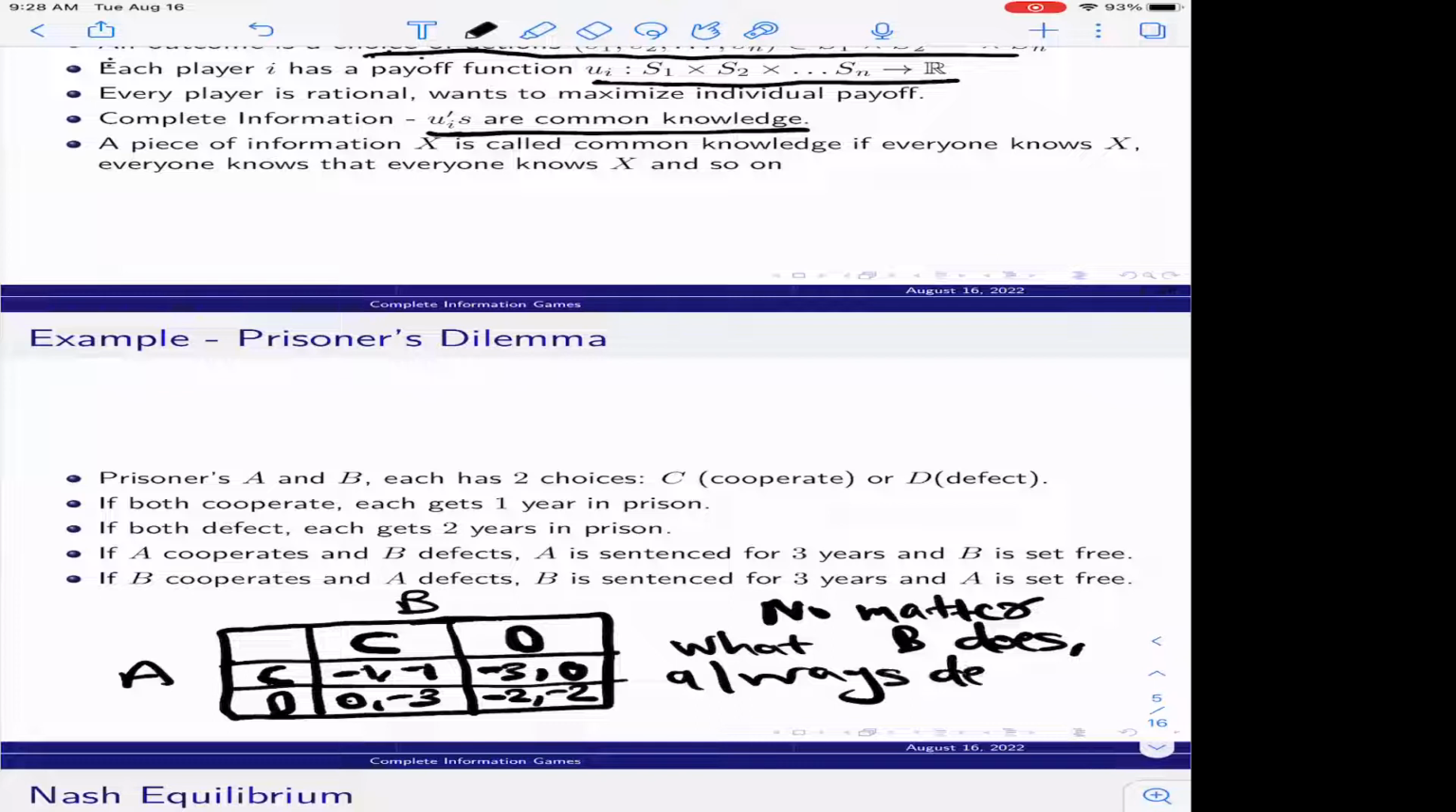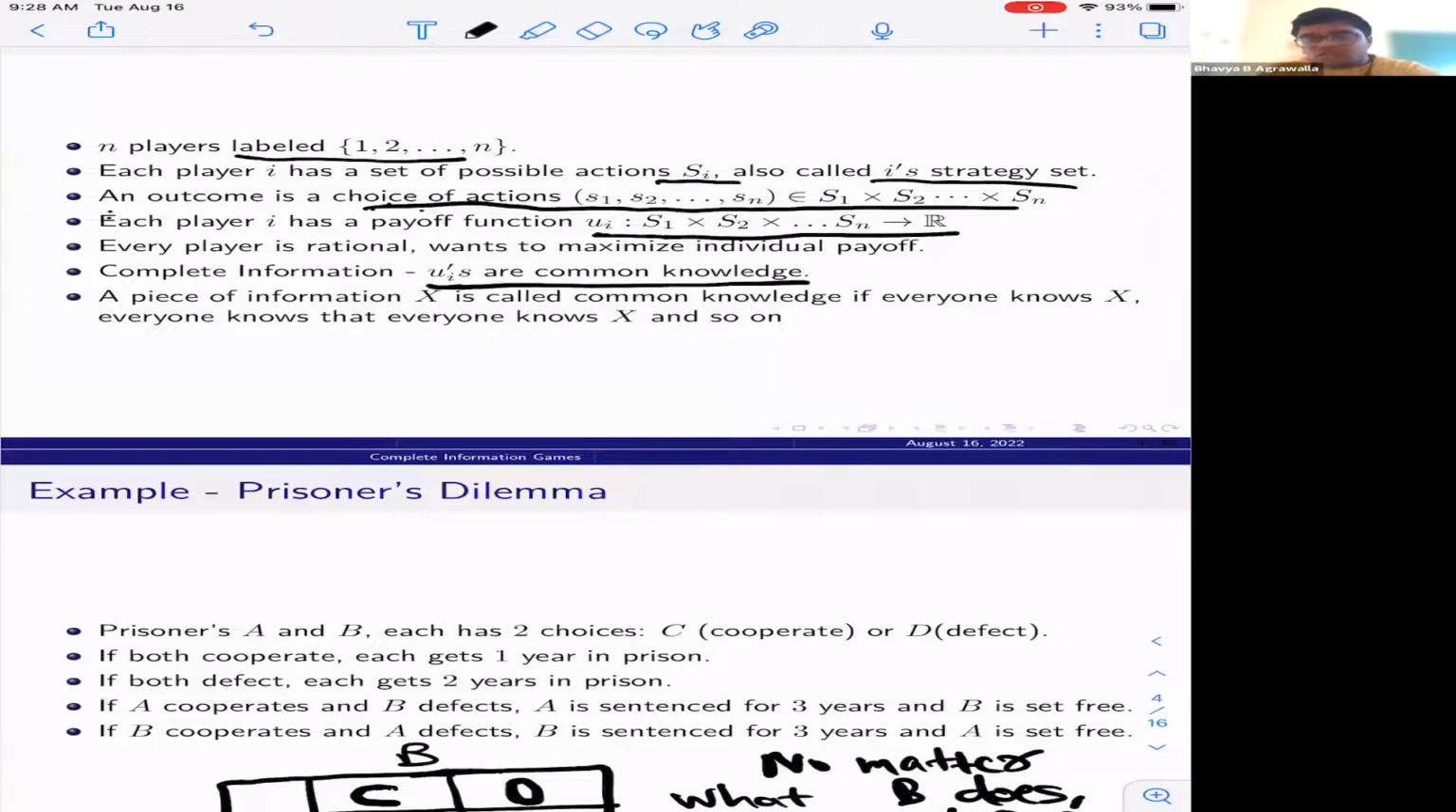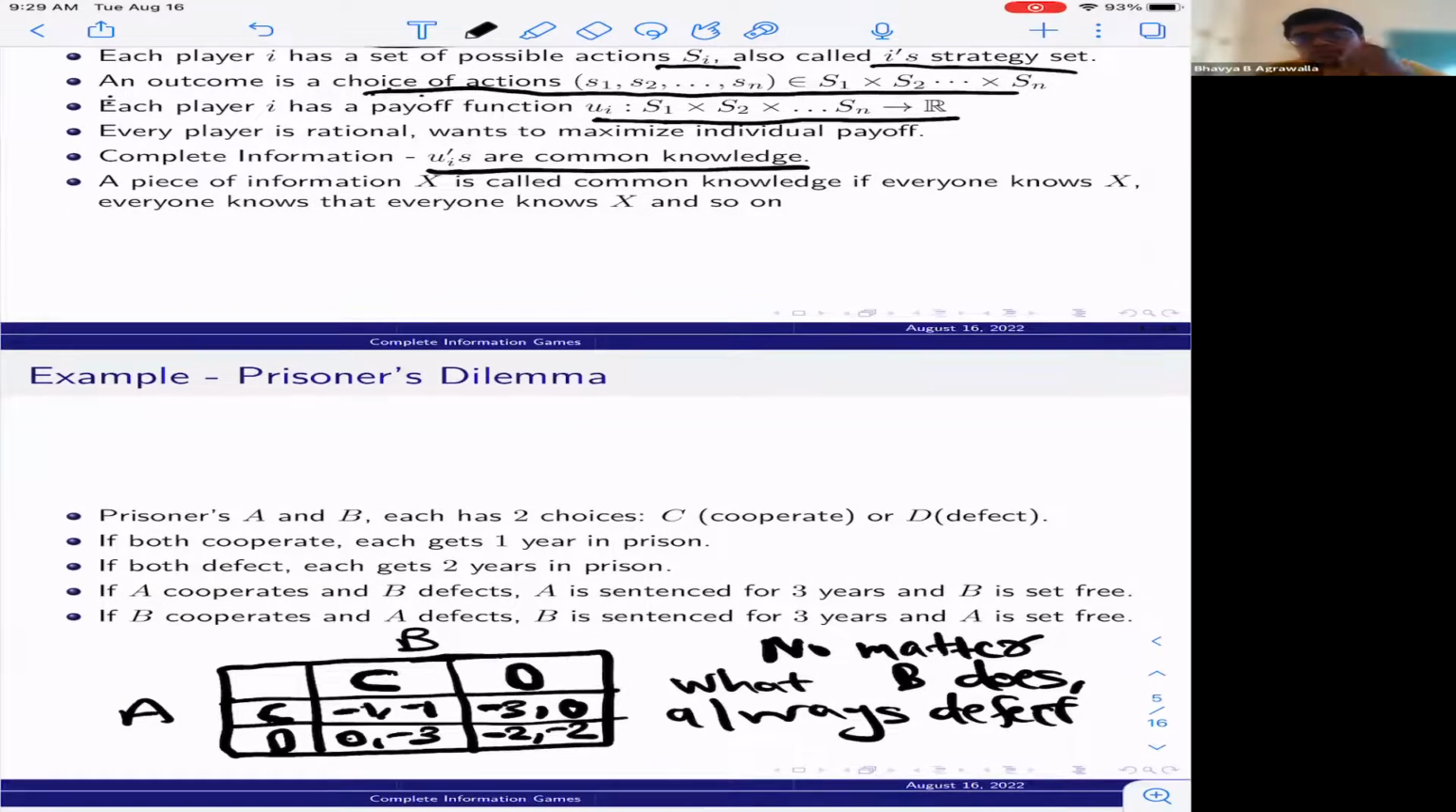So, no matter what B does, winning is seen in terms of your payoff. You want to maximize your payoff. What do you want to maximize? Your payoff. The payoff was the function u_i for each player. The thing is that no matter what action B chooses, A's payoff will be maximized if she chooses D, right?